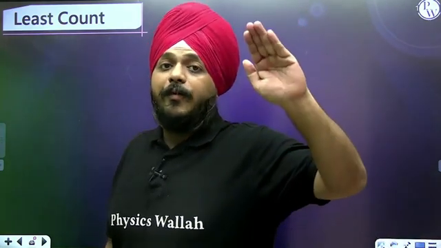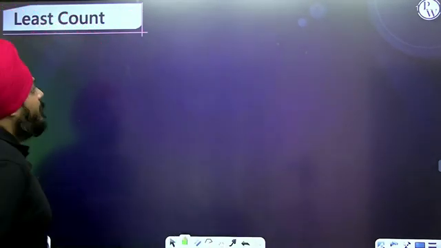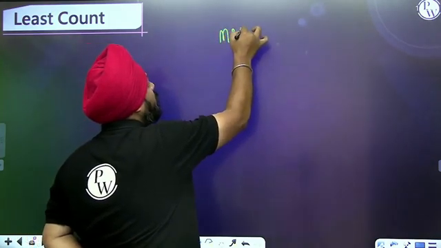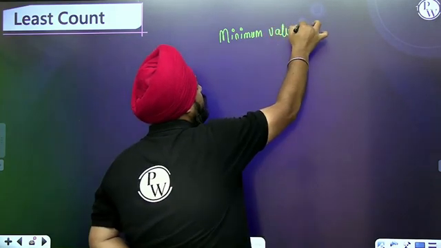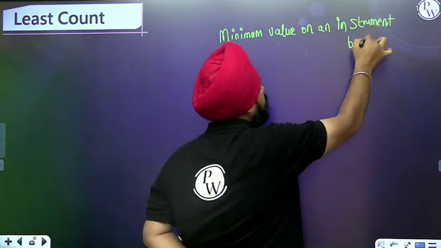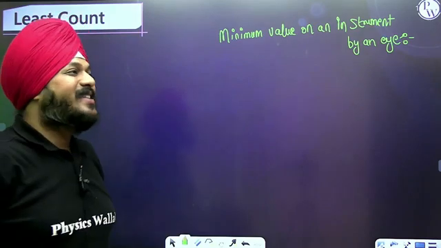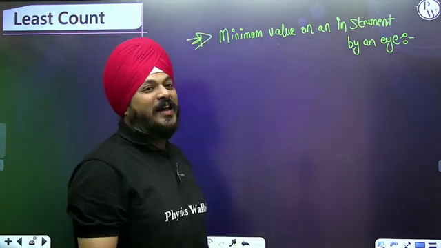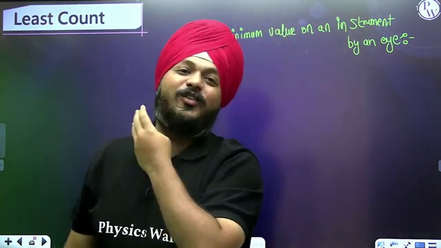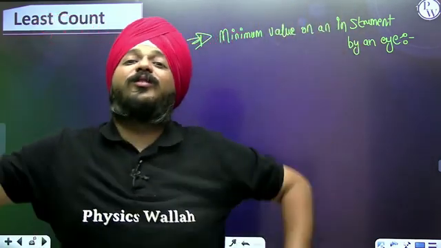Least count. Least count is the minimum value that can be measured on the instrument by eye. Sir, it is very easy. In Vernier caliper, the Vernier scale division is the minimum value. No. Sir, I think the main scale would be the minimum value. No.